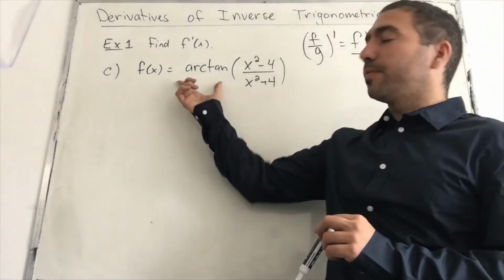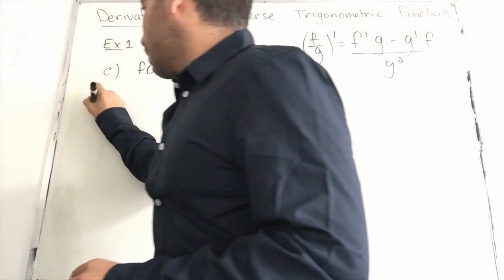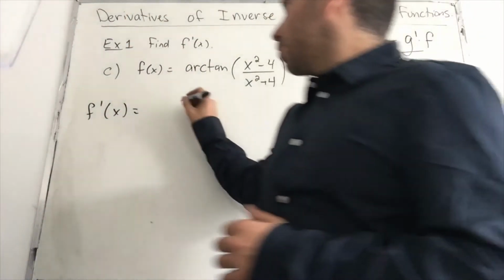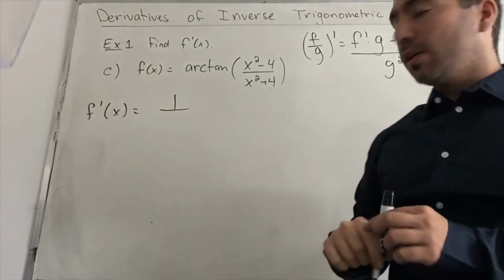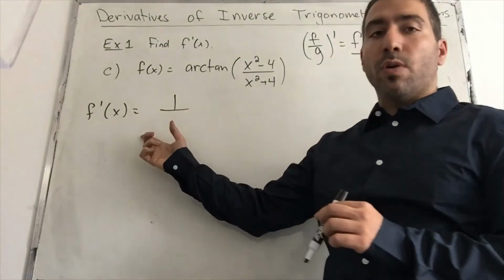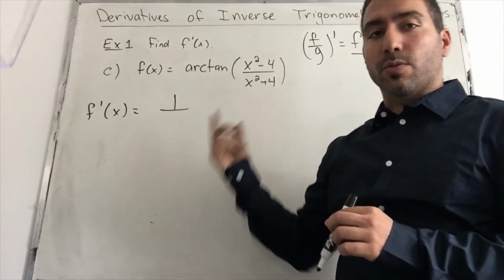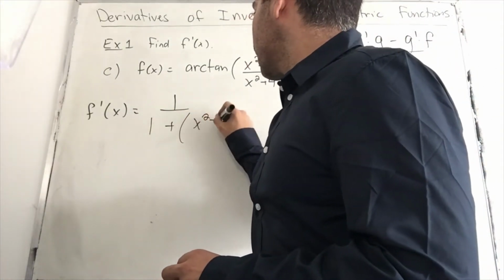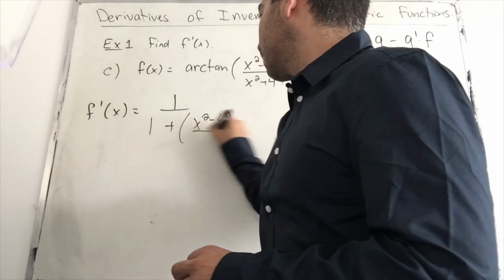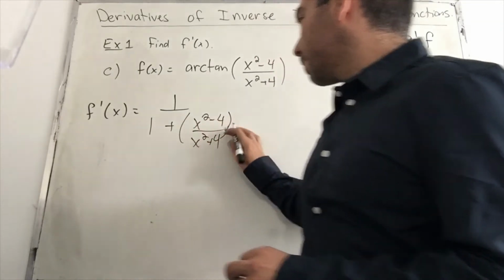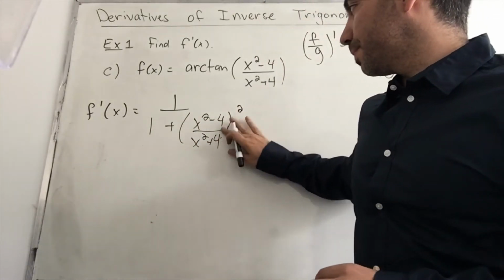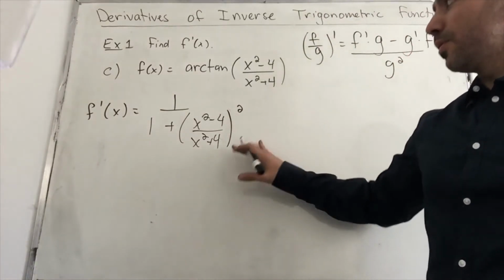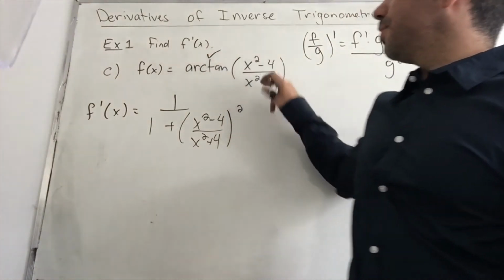Let's start off with taking the derivative of arctan. So f prime of x. The derivative of arctan is 1 over 1 plus x squared. Or think of it as 1 over 1 plus whatever's in its bracket squared. So we could rewrite this as 1 plus x squared minus 4 divided by x squared plus 4, all that squared. Fix this bracket. So that piece is done. We dealt with the arctan. Now we have to deal with the inside.